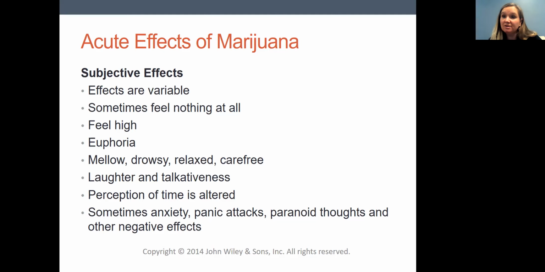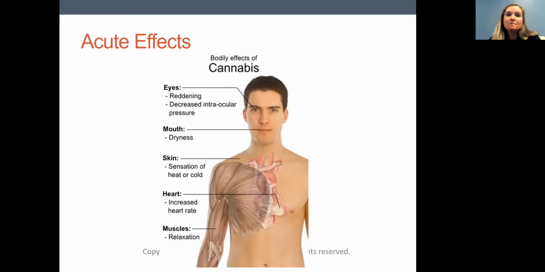Perception of time is altered, and that's a reliable effect, so much so that people are looking at that as a way to measure the use of marijuana in drivers, because it's so reliable, the perception of time alteration. And then depending on the person, sometimes individuals will report anxiety or panic attacks or paranoia. And so not everything is feeling high and carefree, sometimes you can have some significant negative effects. And that is concerning if you're looking at this as a medical treatment as well.